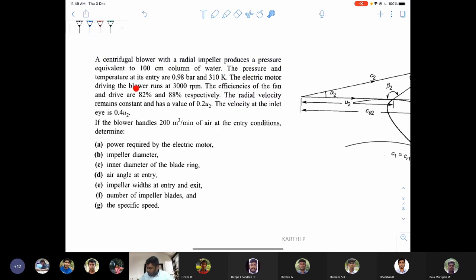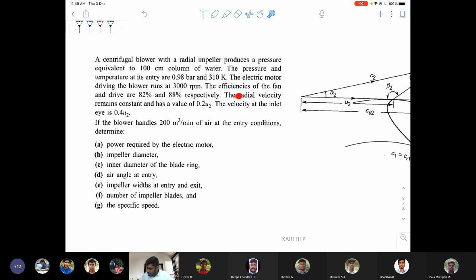The electric motor drives the blower running at 3000 rpm, that is N is 3000 rpm. The efficiency of the fan and drive are 82% and 88%.